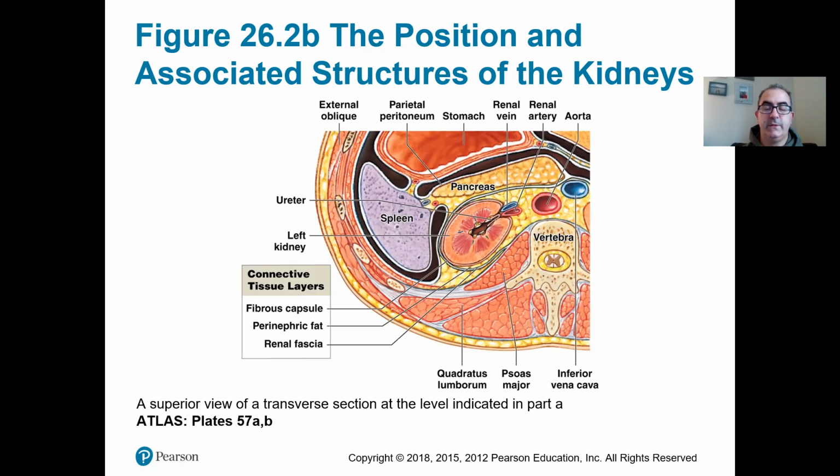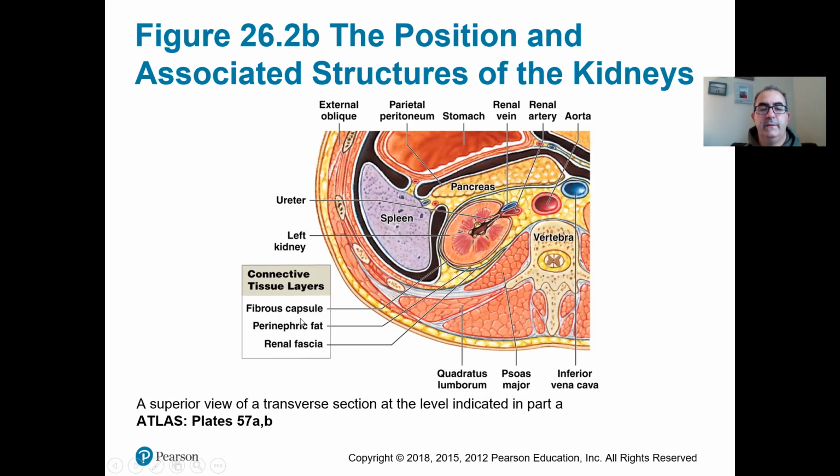Here you can see a dissection, a transverse section through somebody's abdomen, right? Here's the vertebrae, so here's your back, here's your spleen, your pancreas, and your stomach. And you can see your kidney is behind all of that, right? It's kind of right at the back wall of your abdominal cavity. So here's your kidney right here.